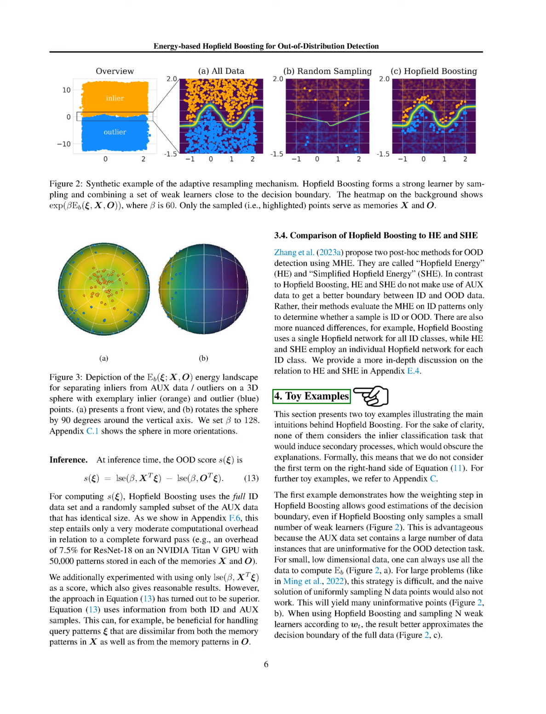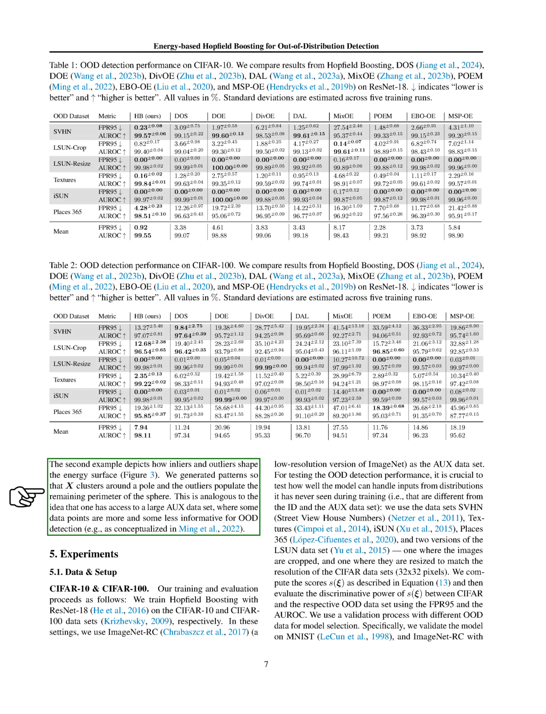Furthermore, we provide two toy examples to illustrate the key concepts of Hopfield Boosting. These examples demonstrate how the weighting step helps in estimating the decision boundary accurately, even with a small number of weak learners. Additionally, we show how inliers and outliers influence the energy surface, resembling the scenario where some data points in the AUX set are more informative for OOD detection than others.